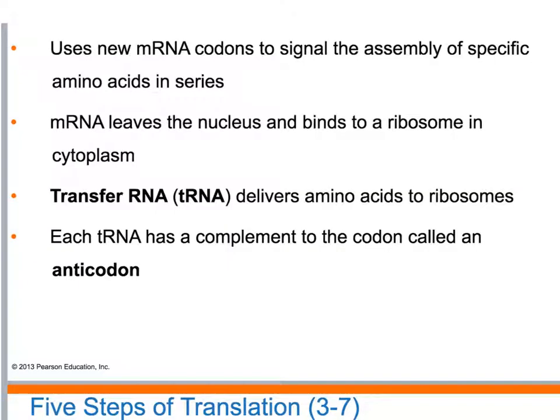Next is translation. That uses the new mRNA codons to signal the assembly of the specific amino acids in series. The mRNA leaves the nucleus and goes to the ribosome in the cytoplasm. The tRNA, or transfer RNA, delivers the amino acids to the ribosome. Each tRNA has a complement to the codon called an anticodon.